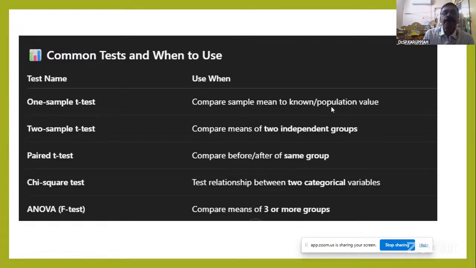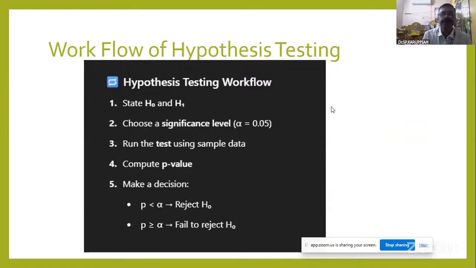If it is a one sample test, we compare the sample mean to a population value. Two sample test, you take two independent groups, by a categorical variable. Paired test compares before and after for the same group. Chi-square is nothing but a test of the relationship between two categorical variables. ANOVA, analysis of variance, compares the means of three or more groups.